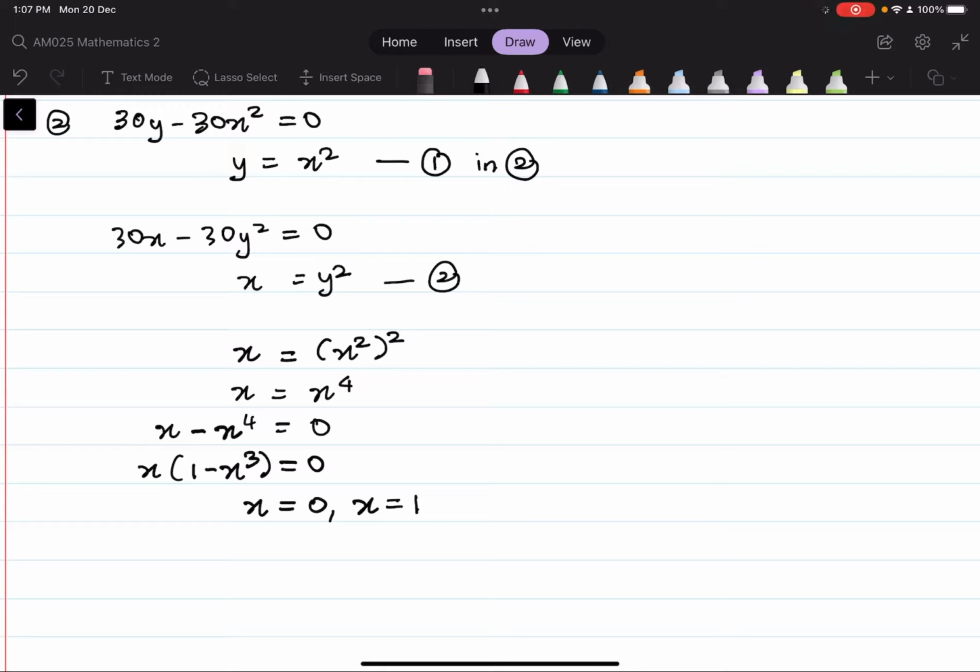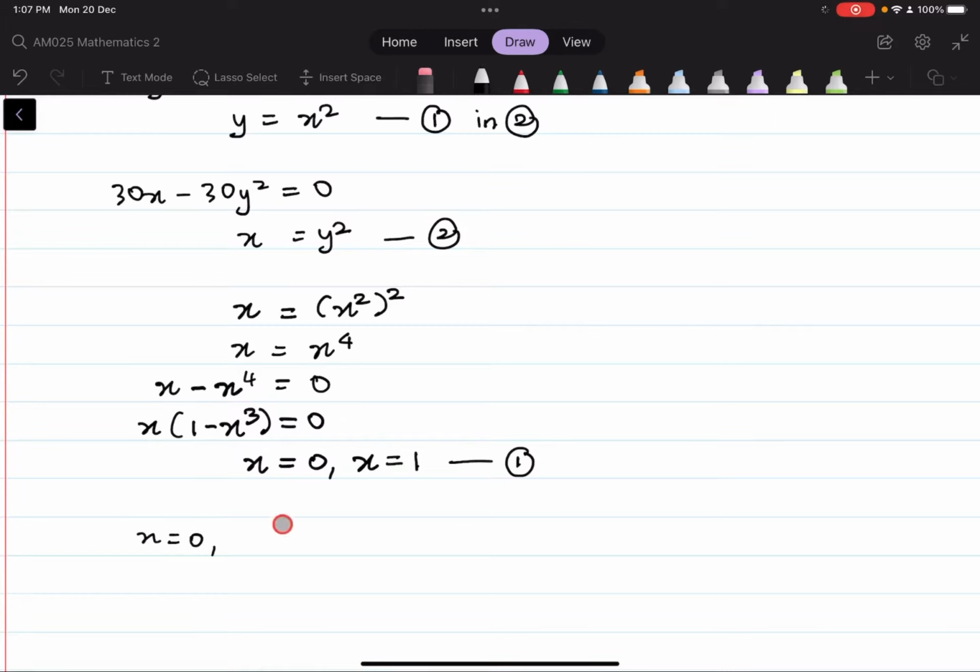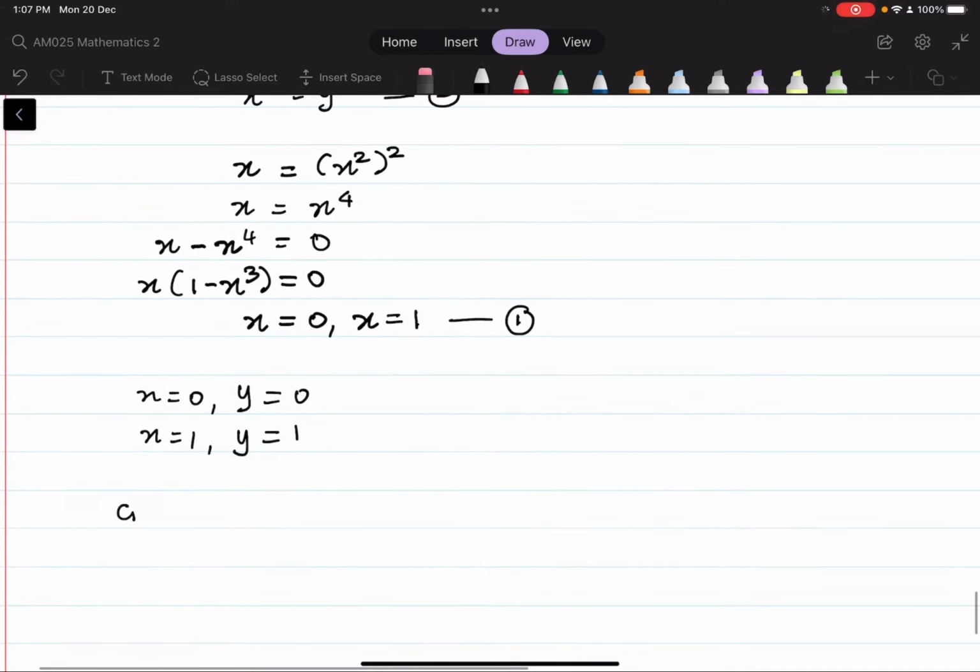So what we're going to do next is find the value of y. So I'm going to substitute back my x into y = x². If I substitute 0 here, 0 squared is also 0. And if I substitute x = 1, squared, then my y is also 1. So my critical points are (0, 0) and (1, 1).